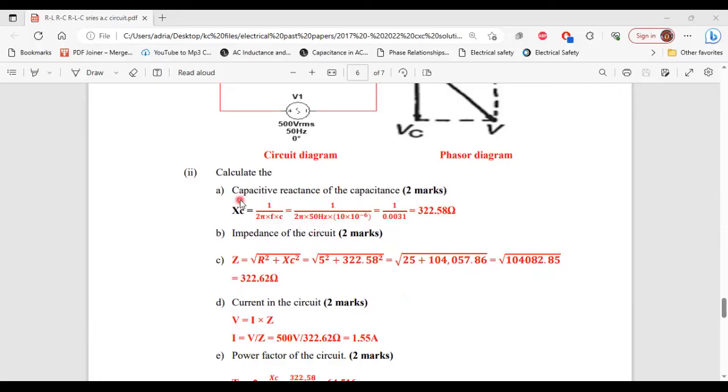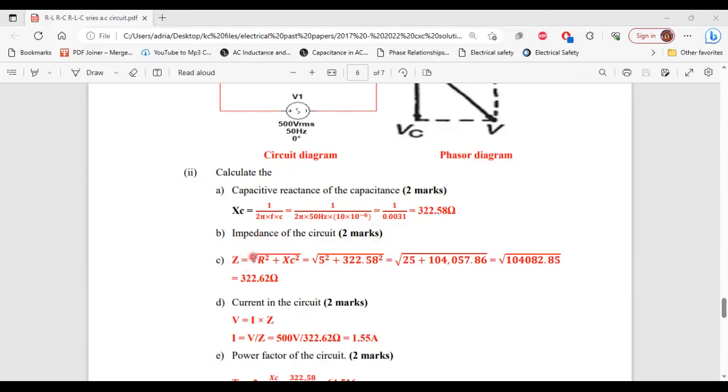For part 2, it says calculate part A, the capacitive reactance of the capacitance. So XC is equal to 1 divided by 2 pi FC. That is equal to 1 divided by 2 pi times 50 hertz times 10 times 10 to the negative 6. That will give us 1 divided by 0.0031. That will give us 322.58 ohm.